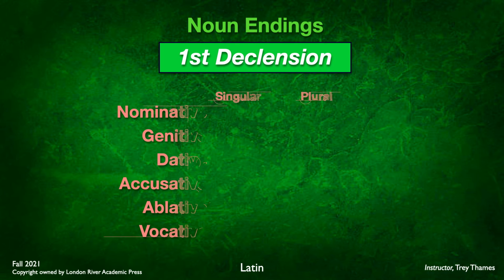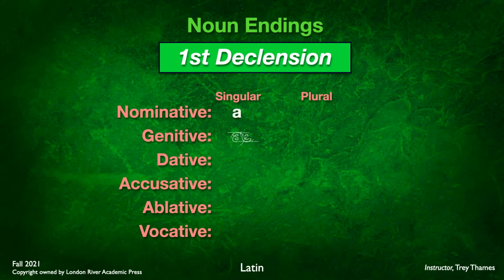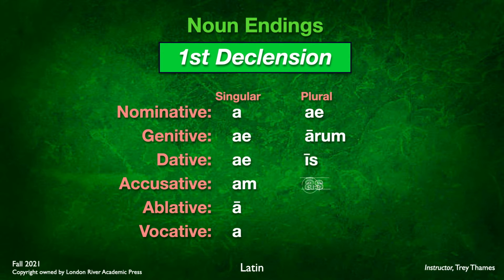You will probably want to say these out loud together with me. Now keep in mind the AE is a diphthong. That means it's 2 vowels that are pronounced together for one sound, and in the classical Latin pronunciation that is I, as in isle.